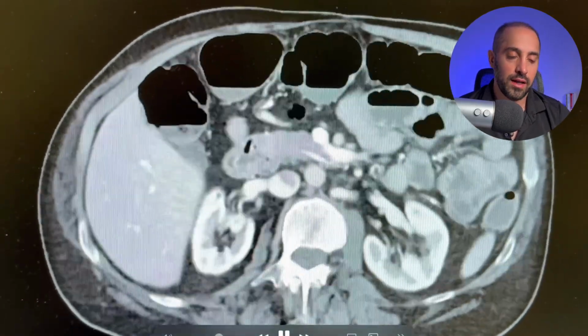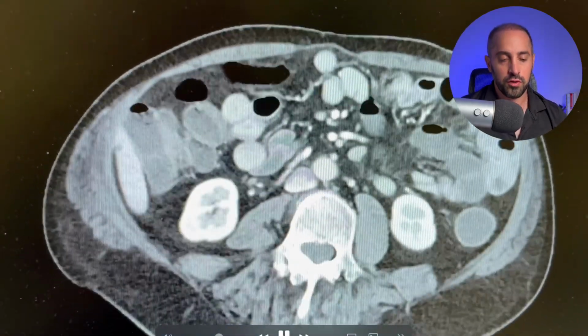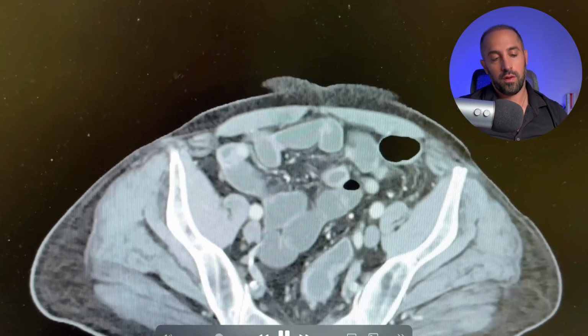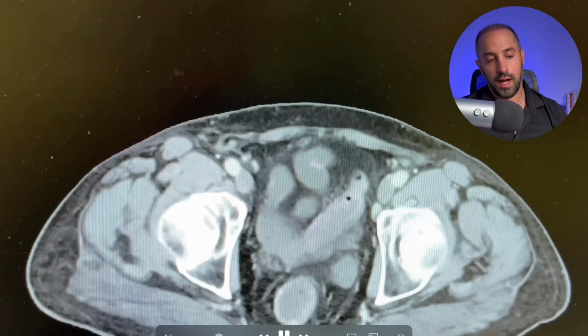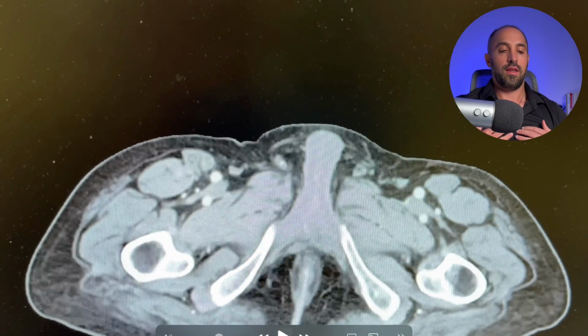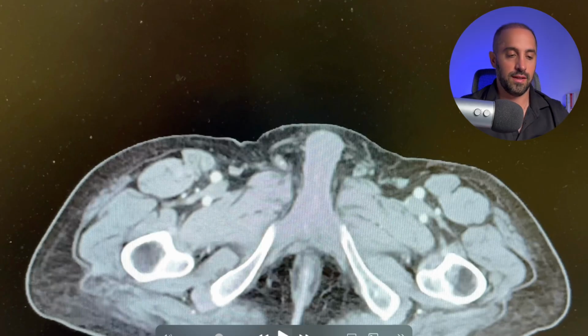This, by the way, is a transverse view, a horizontal view. We're shooting from the feet up. So the patient's right is going to be on the left of the image. The patient's left is on the right of the image. The higher up you are, you're going to see the chest. And as you go down, you see the spine.